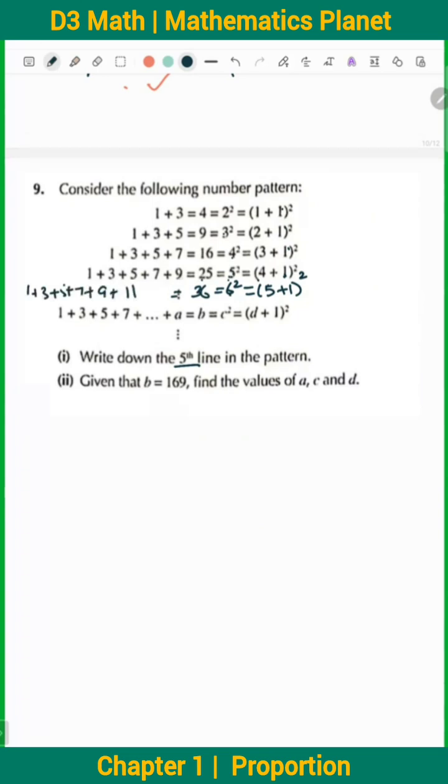I will add one more odd number, right? Because they're just adding the odd numbers. So I just add one more odd number. So you can calculate the sum of all these numbers. You will get 36. You can try this.